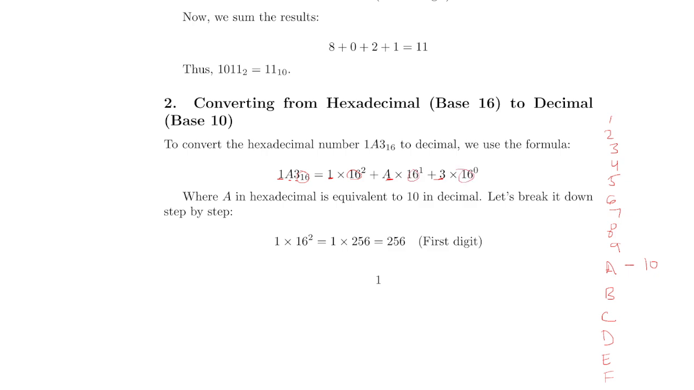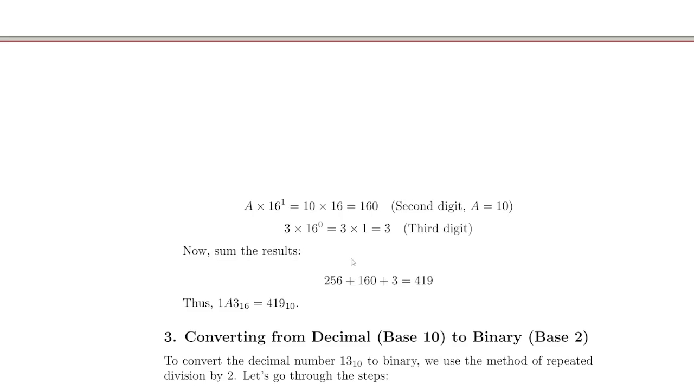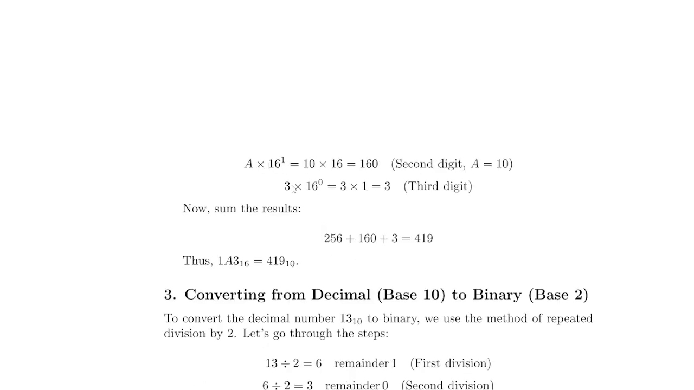And then we go from left to right. So the exponent is 0, exponent is 1, exponent is 2. That's what we have up here: 2, 1, 0. So then we just multiply. The first one is 1 times 16 squared, which is 256. The next one is A times 16 to the first power. We said that A is 10. So we have 10 times 16 is 160. The last one is 3 times 16 to the 0 power, which is just 3. And so adding them up, 256, 160, and 3 gives us 419 in base 10.